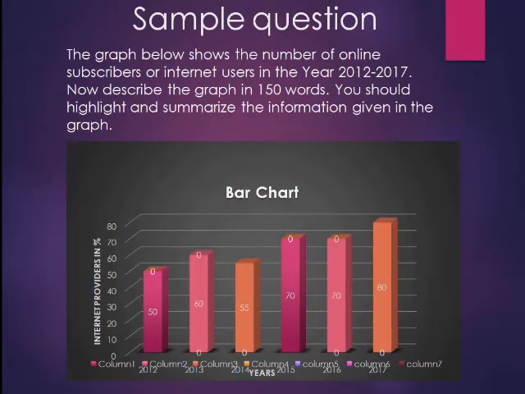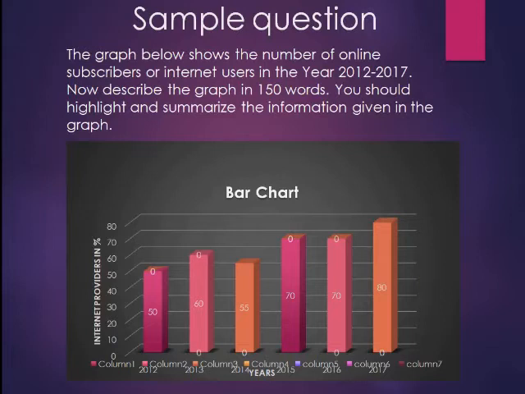This is a very simple example, which is very suitable and common to your exam papers. Let's see. The graph below shows the number of online subscribers or internet users in the years 2012 to 2017. Now describe the graph in 150 words. You should highlight and summarize the information given in the graph. So the question is basically given like this in the exam paper, and there will be a picture, image, or diagram given. For today's discussion, I have specially chosen the bar chart or bar graph because it is very common for the HSC students and the HSC English first paper question.